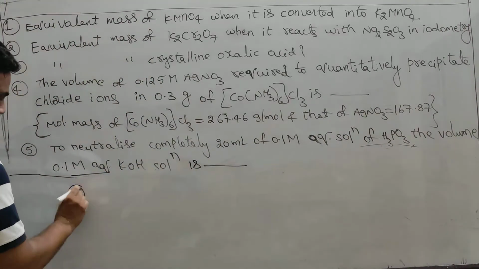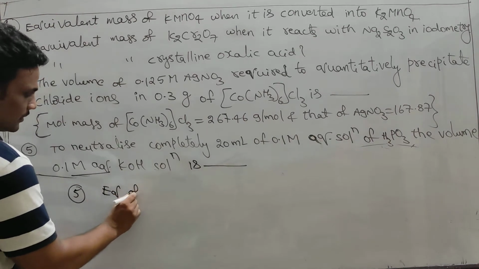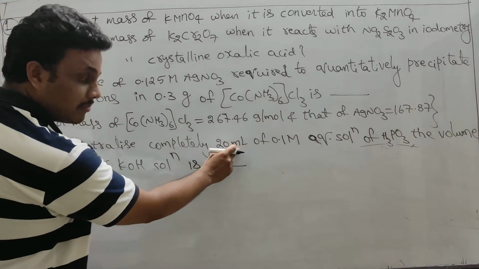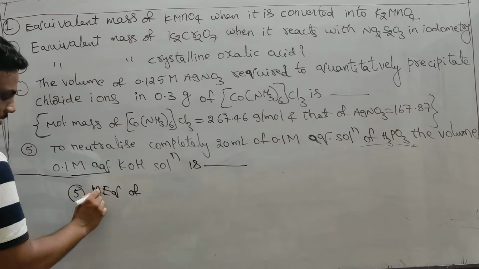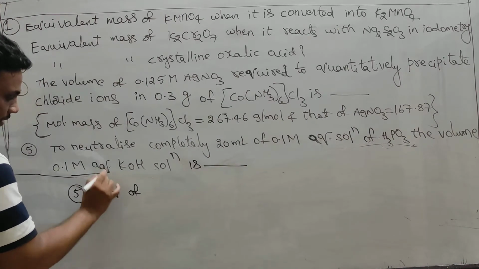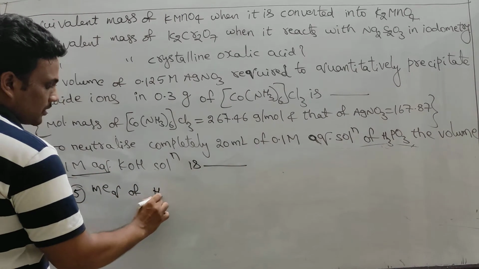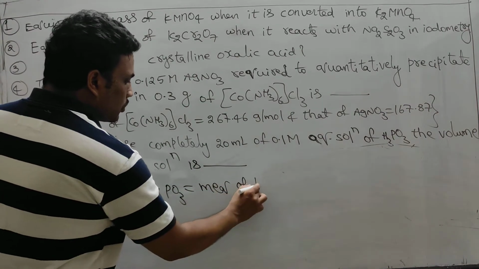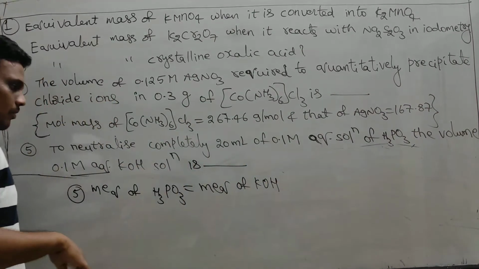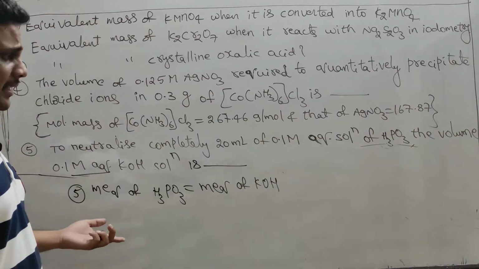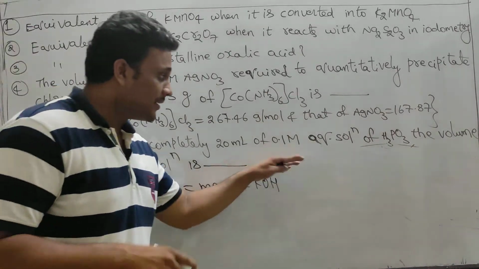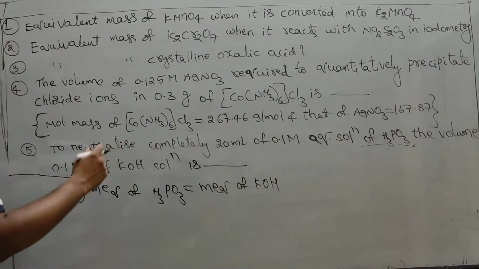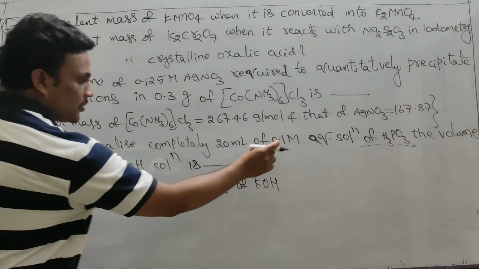So how can I answer this? Volume is given in milliliters, no? So I can write milli equivalents. Milli equivalents of H3PO3 is equal to milli equivalents of KOH. What is the milli equivalent formula? Many formulae are there, but what is the given information? Molarity. Yes, very well known formula, just like the previous numerical. So molarity is given.